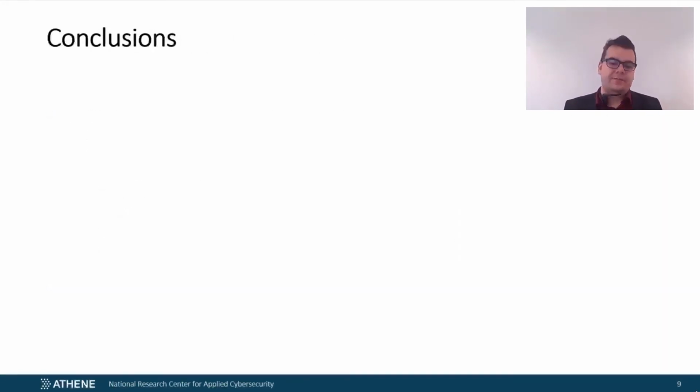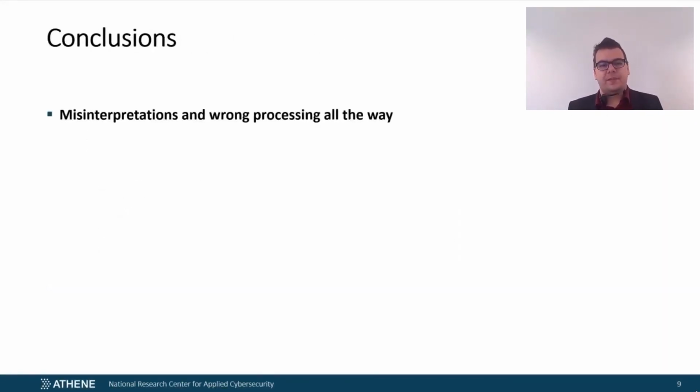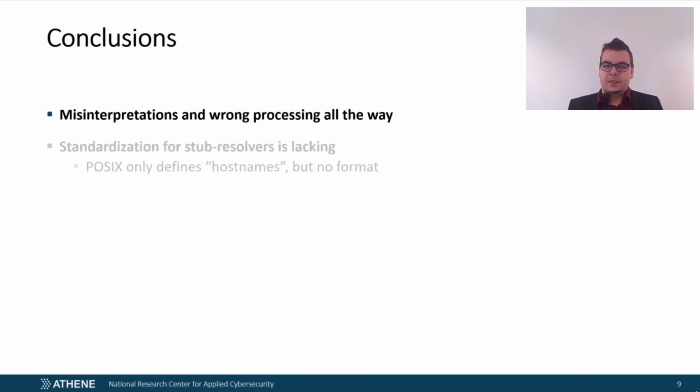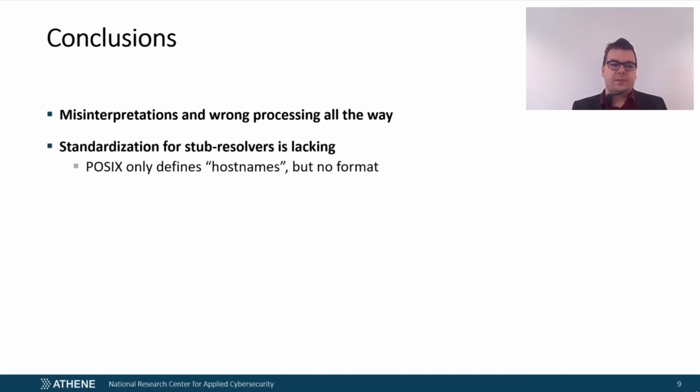So finally, for our conclusions, we found misinterpretations and wrong DNS processing all the way through the DNS resolver chain. We also found that the standardization for subresolvers is somewhat lacking, because the POSIX standard only defines that libc resolvers operate on host names, but it doesn't actually specify what a host name can be. To find out what a host name can be, you actually have to find the RFC, which is pretty old, and find that it is still valid for this definition.